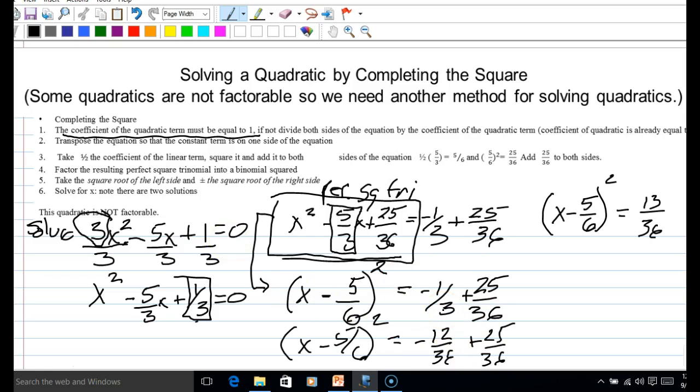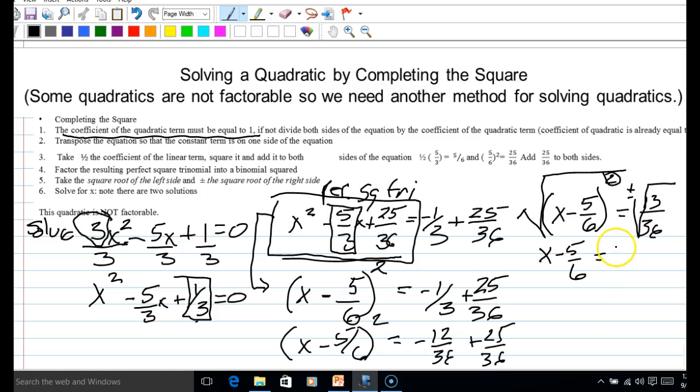Now I'm going to take the square root of the left side. So I'm going to take the square root of this side and plus or minus the square root of this side. Here the square and the square root will undo each other and simply leave you with what's in parentheses. Now the square root of a fraction is the square root of the numerator divided by the square root of the denominator.